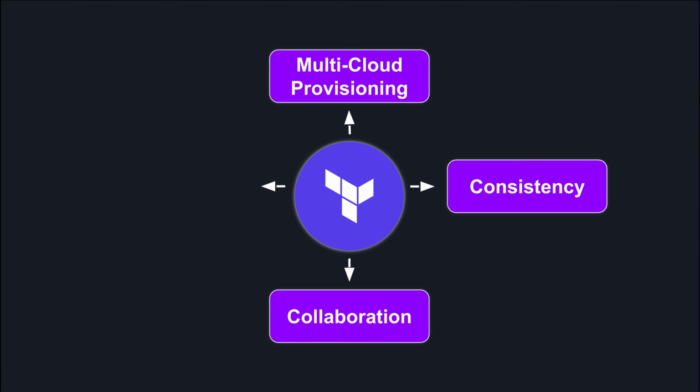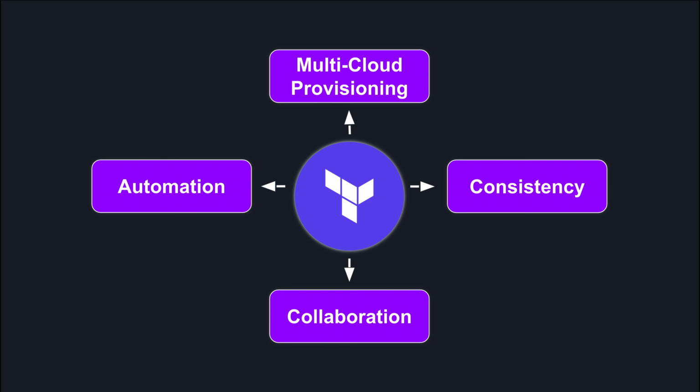Next is collaboration. With Terraform, infrastructure is defined as code. This means that your infrastructure setup is documented, versioned, and shareable just like software code. Teams can collaborate more effectively by using version control systems such as Git to manage changes to infrastructure configurations. This enhances communication, review processes, and teamwork among the development and operation teams.